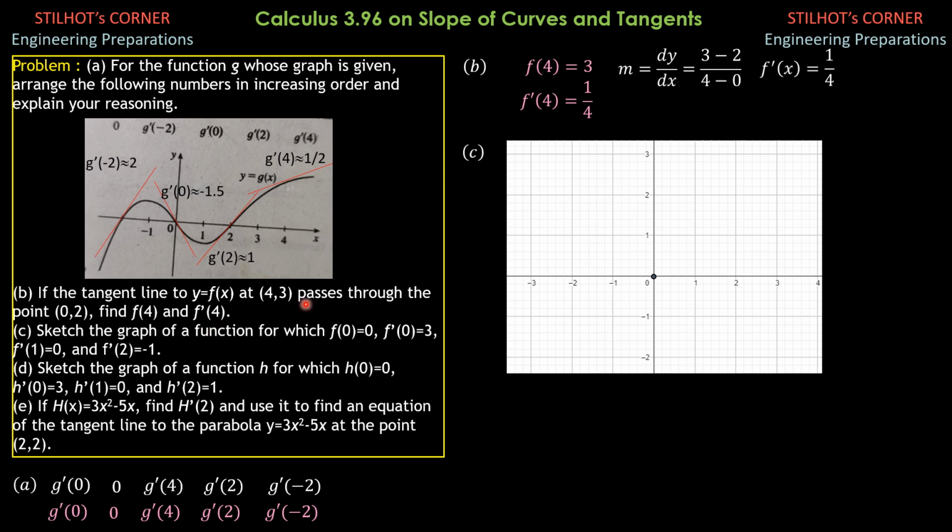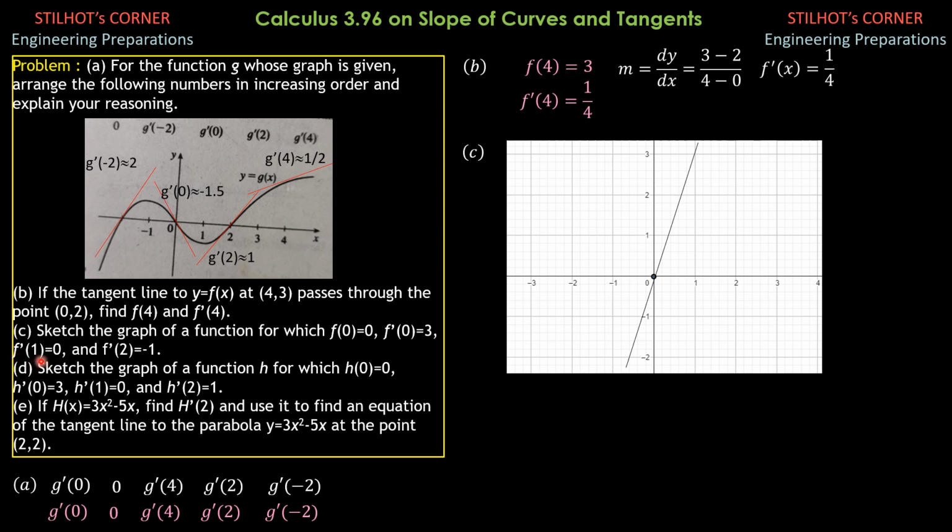Let's get the graph. f of 0 is 0, which is this point. f prime of 0 is 3, as shown. So this tangent at x equals 0 has slope f prime of 0, which is about 3 units upward and 1 unit to the right. That's it. Next is f prime of 1, which is 0.